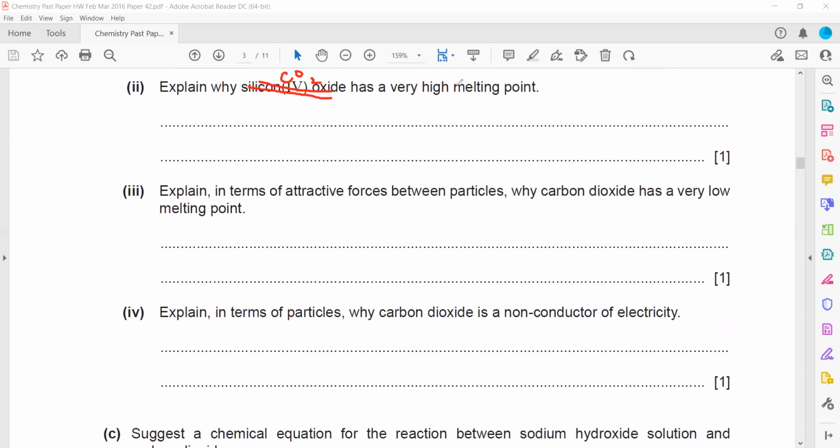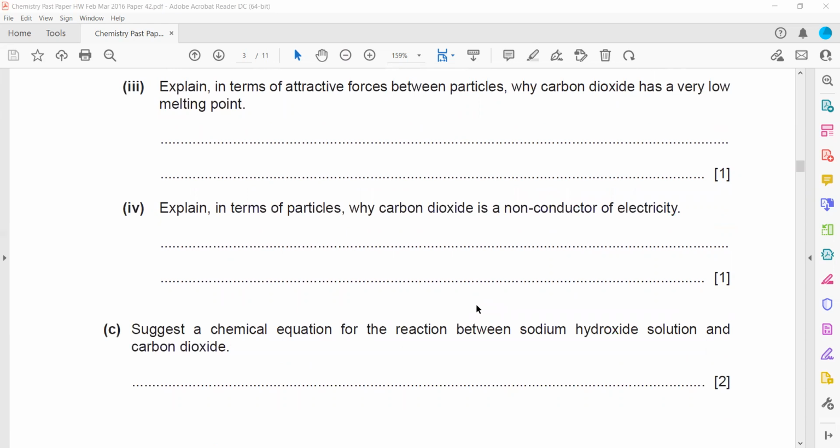Explain in terms of attractive force between the particles why carbon dioxide has a very low melting point. Again, the same question: why is it very low? Because there's a weak force between the molecules, so a small amount of energy can separate them.